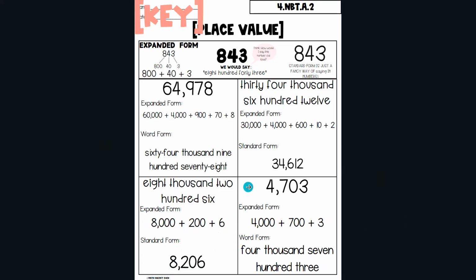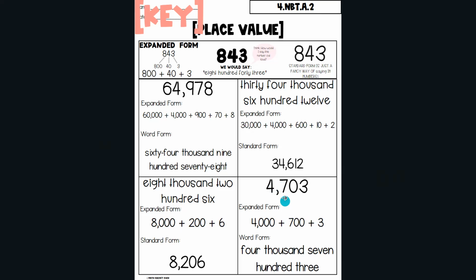Question number 4, last one for this sheet, and this is going to be our stopping point for today. We have the standard form 4,703. If we expand it, we have a 4 in the thousands place, a 7 in the hundreds place, 0 in the tens place.